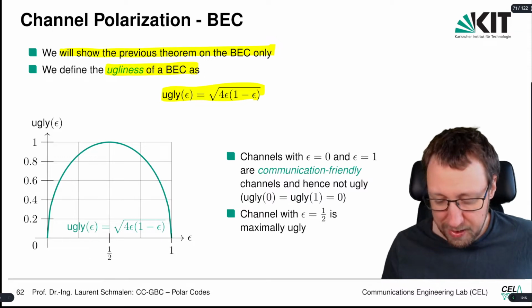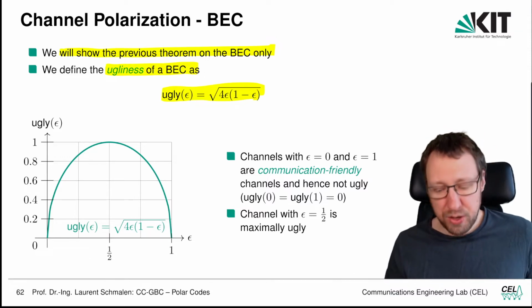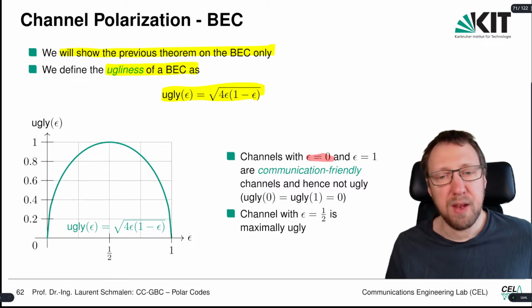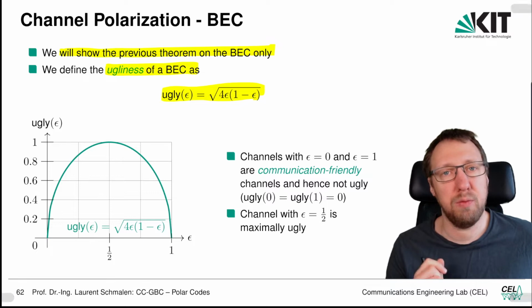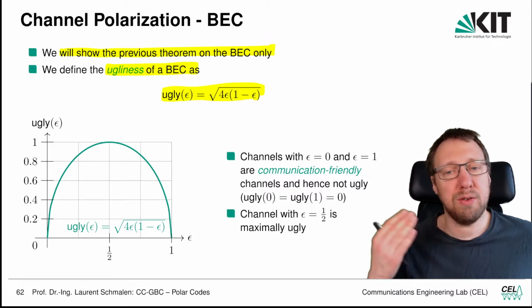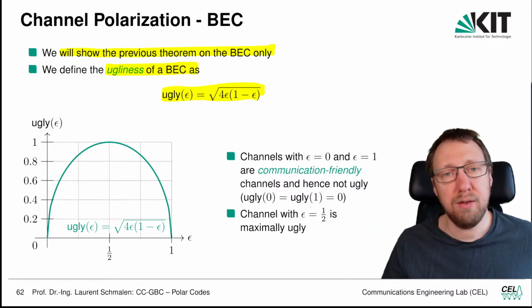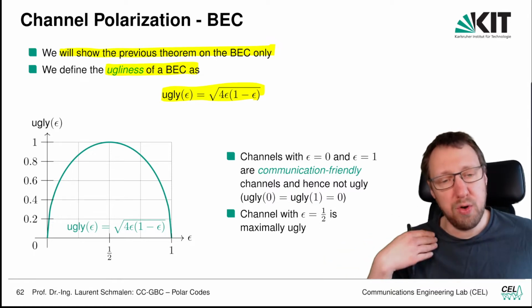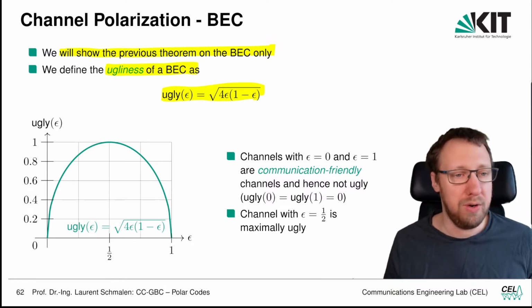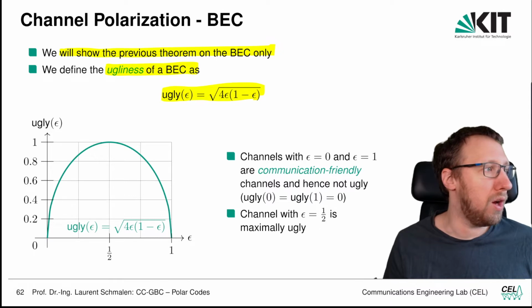So why is this the ugliness? Well, we have a channel with epsilon equals 0 or a channel with epsilon equals 1. These are the best possible channels for communication. If epsilon is equal to 0, we don't need to do anything. We can communicate directly because nothing will be erased, so there is no need for coding or anything.